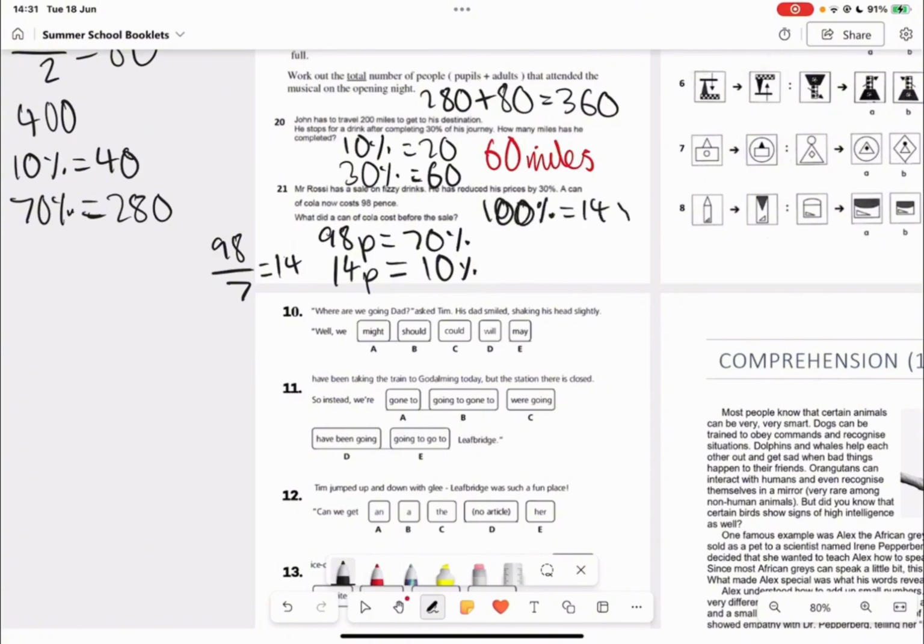So 14p times by 10 will be equal to our answer, which is £1.40.